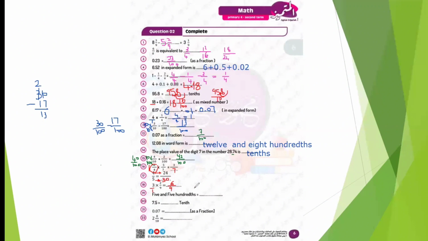Number 19, 5 and 5 hundredths. How do I write it as digits? We said and is written instead of the decimal point. So 5 and decimal point. 5 hundredths means 0.05. So together 5.05.